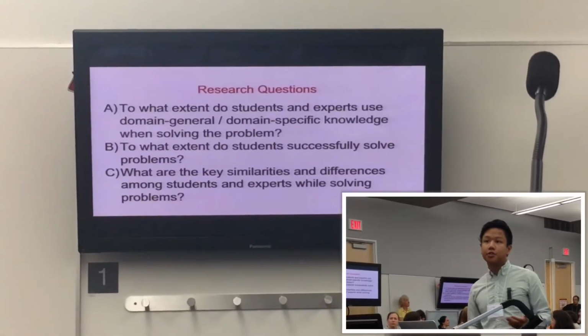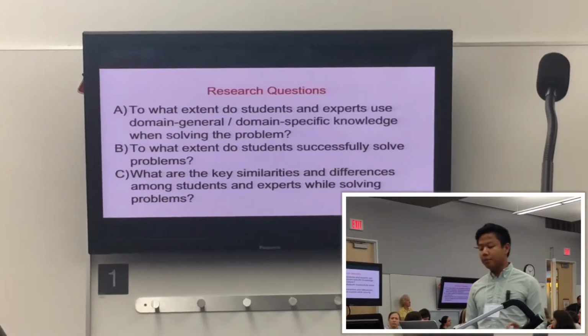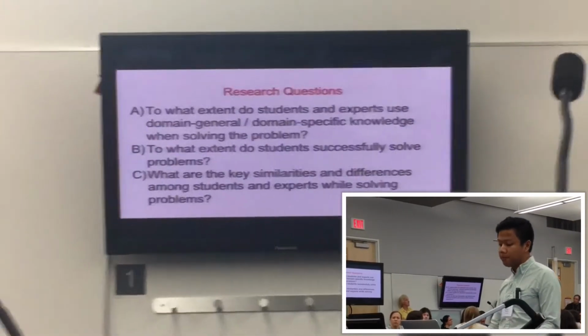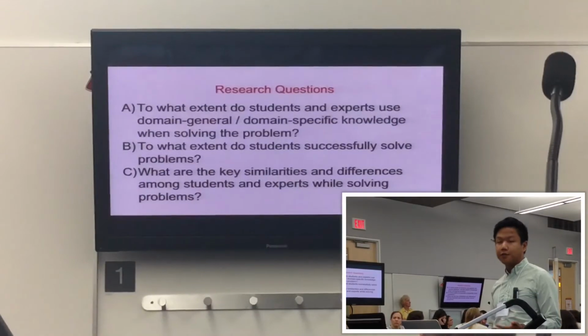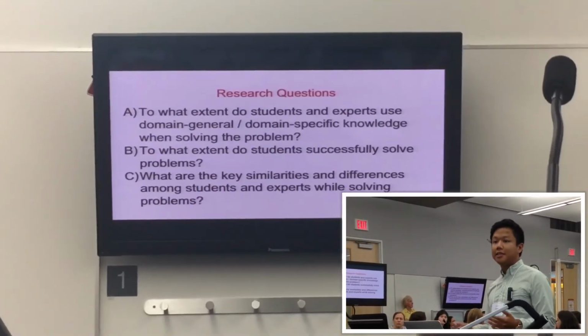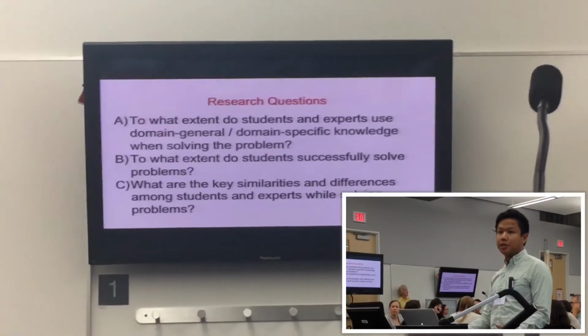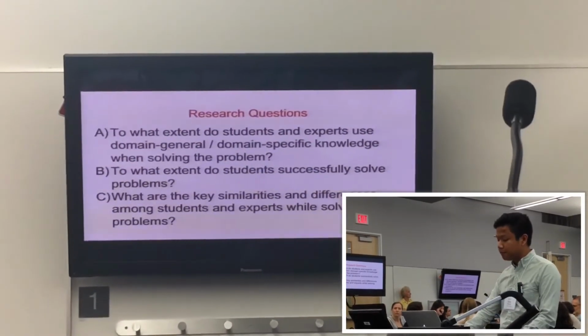Now, some research questions. To what extent do students and experts use domain general and domain-specific knowledge when solving the problem? To what extent do students successfully solve problems? And what are the key similarities and differences among students and experts while solving problems?